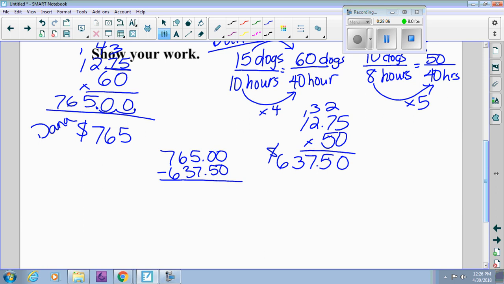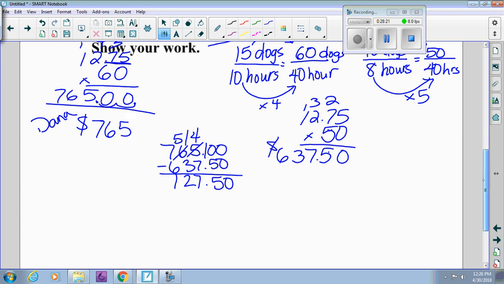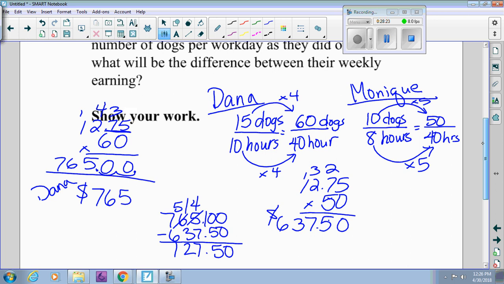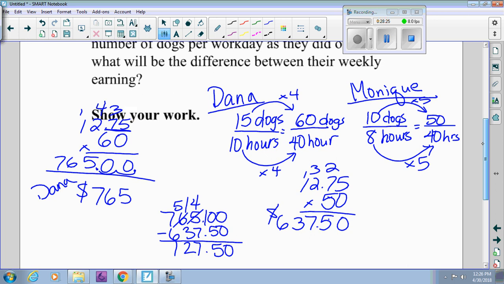Let's see if we can subtract that again. So I'm going to make this $4, and that's 100 cents. This is going to be 50 cents left over. 14 minus 7 is 7. That's 2, that's 1. So $127.50 more is what Dana is going to make.